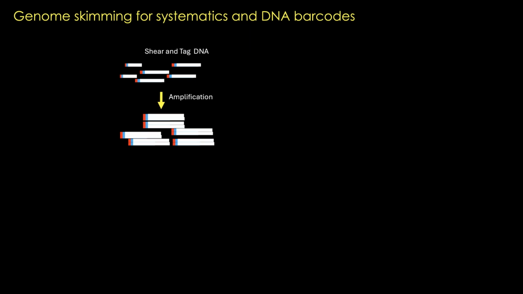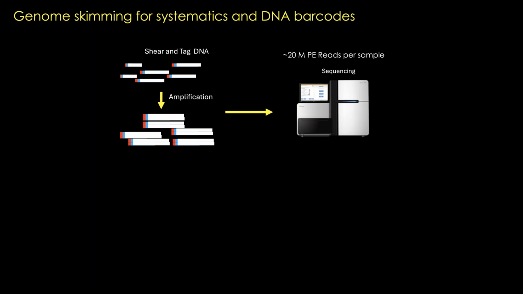So we have turned to trying to increase this reference database through genome skimming efforts. Briefly, you shear and tag your DNA, you amplify it, and sequence it on a high throughput sequencer. I'm really targeting around 20 million paired end reads per sample in corals, and I'll talk about that more in a second. We get the data back, we conduct bioinformatics.